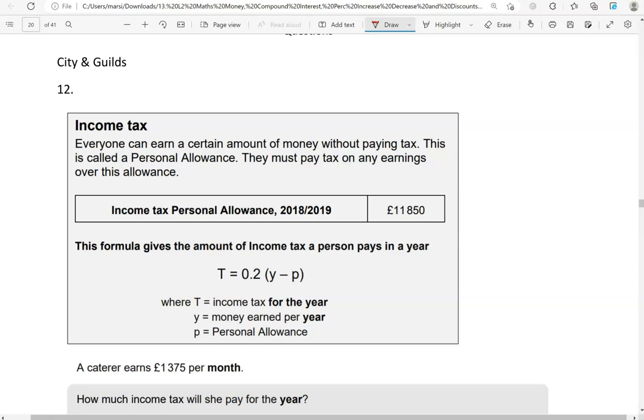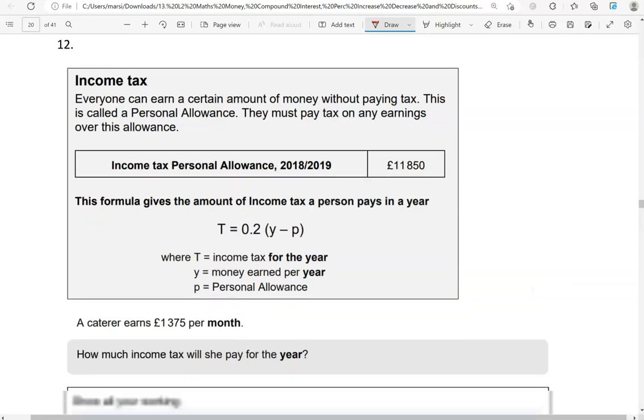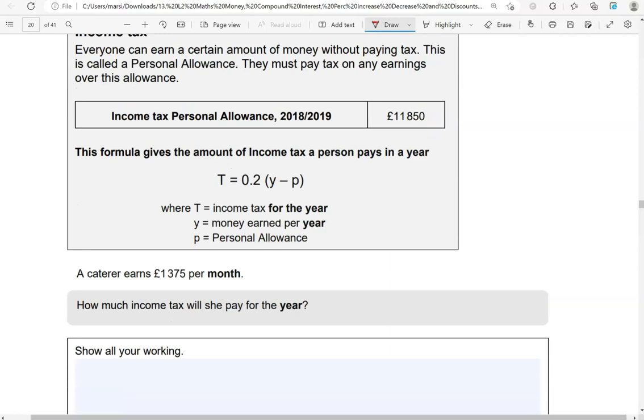The income tax personal allowance for 2018-2019 was £11,850. A caterer earns £1,375 per month. How much income tax will she pay for the year? Show all your work.